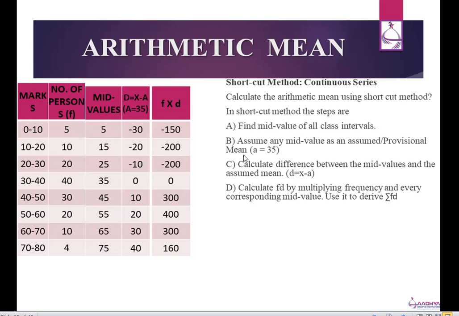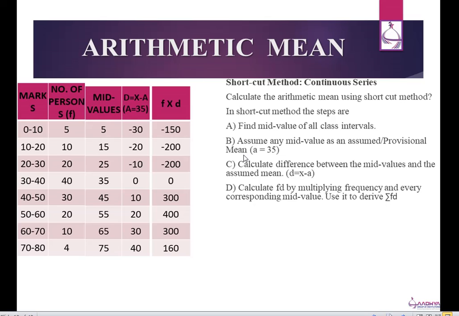Just to repeat, we are multiplying the differences we have calculated with the frequency of that particular class interval. When we get 30 as our difference for the 60 to 70 class interval, we multiply it with the frequency of 10, and we get f into d as 300. The 40 is multiplied with 4 to get f into d of 160. Now we can directly add up all the values and find the sigma fd, or the sum of all the fd's.